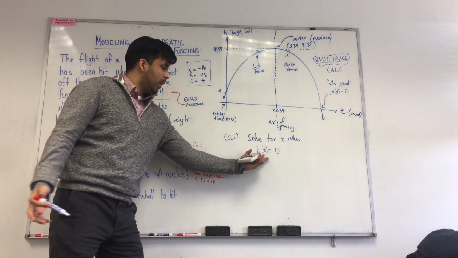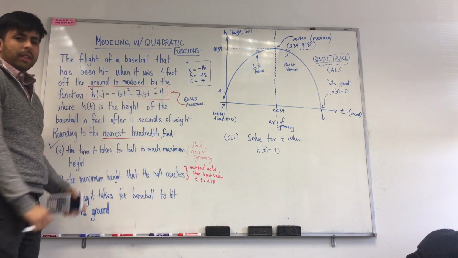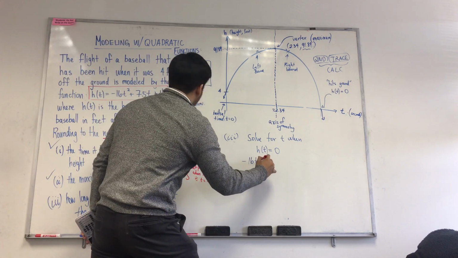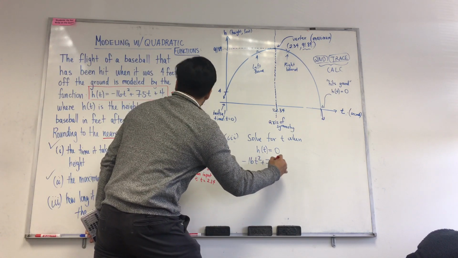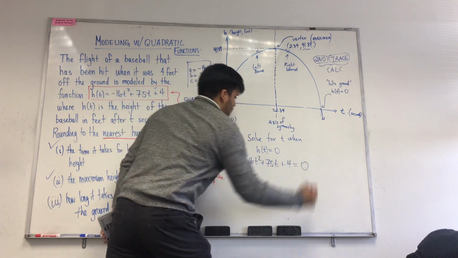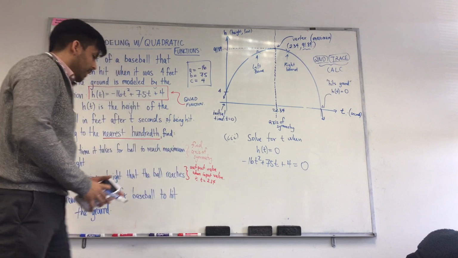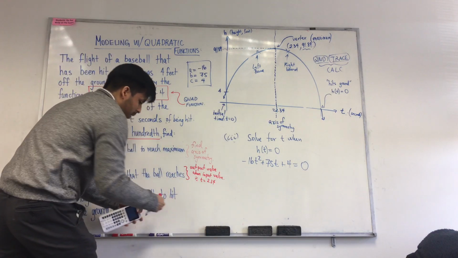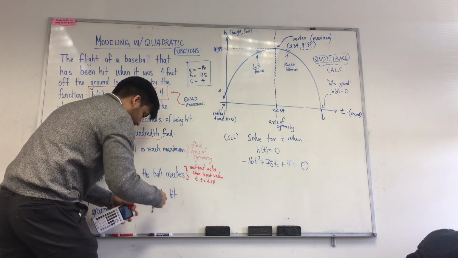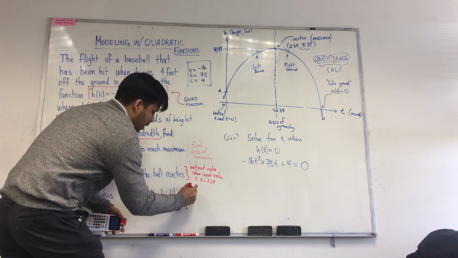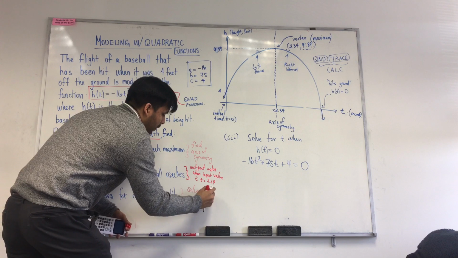What's h of t? H of t is this function that's given to us. So I'm really saying, what's negative 16t squared plus 75t plus 4 equal to 0? I want to solve for t. But really what they're asking us is, can you solve quadratic equations?